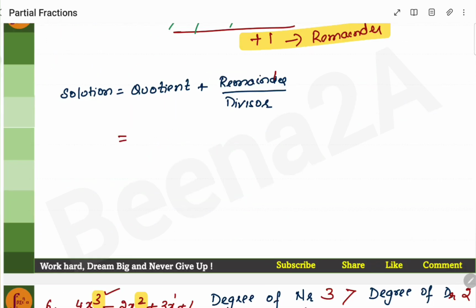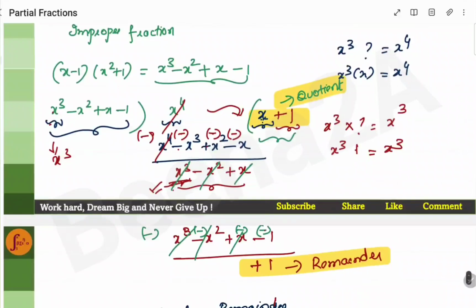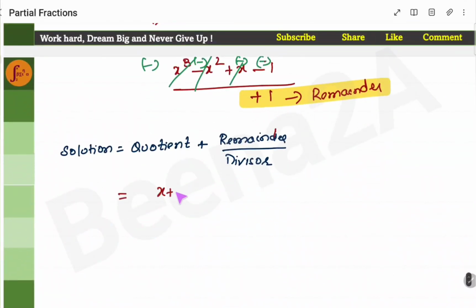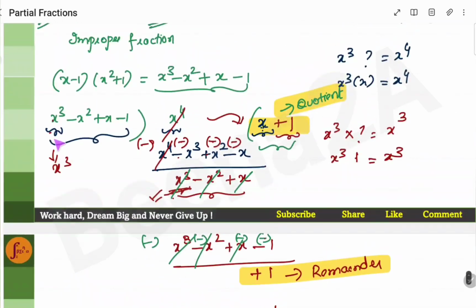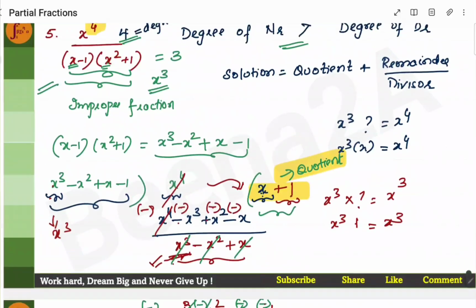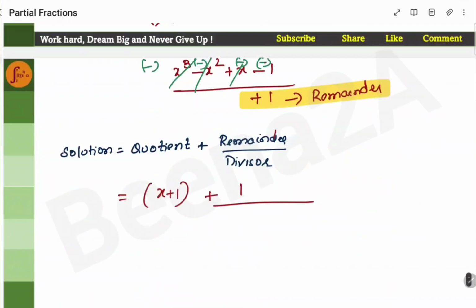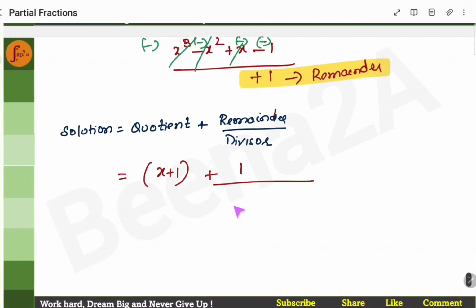So now we'll put the final solution. Quotient is x plus 1. Remainder is 1. What is the divisor? Divisor is this one, but we'll put the original divisor. This is the original divisor: x minus 1 into x square plus 1. So this is the final answer.